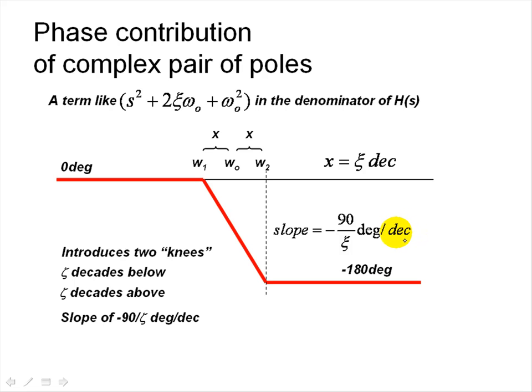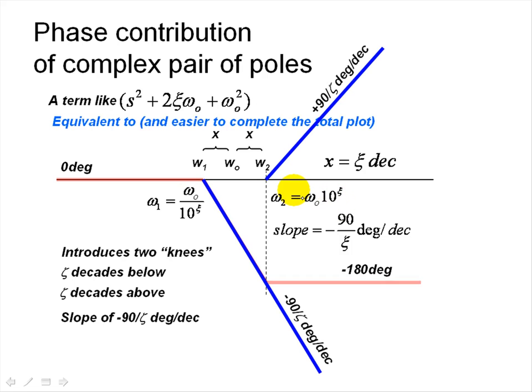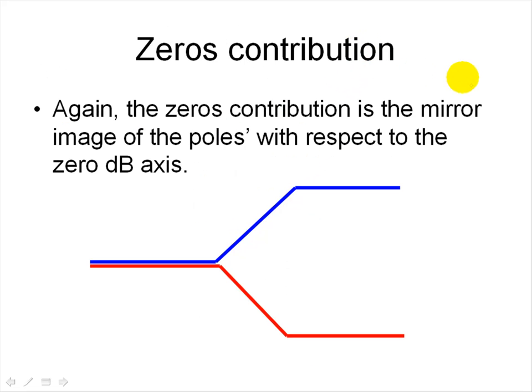Wait a minute, how do I compute omega 1 and omega 2? Omega 1 is omega naught divided by 10 to the z. Omega 2 is omega naught multiplied by 10 to the z. Same as in the other cases, it is equivalent to this pair of slopes, which are easier to add. One at omega 1, the other at omega 2, and with a slope of 90 divided by z degrees per decade. Once more, the contribution of zeros is the mirror image of the poles with respect to the 0 decibels axis.